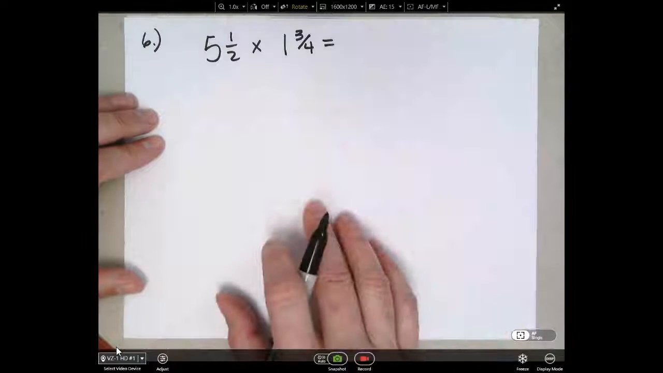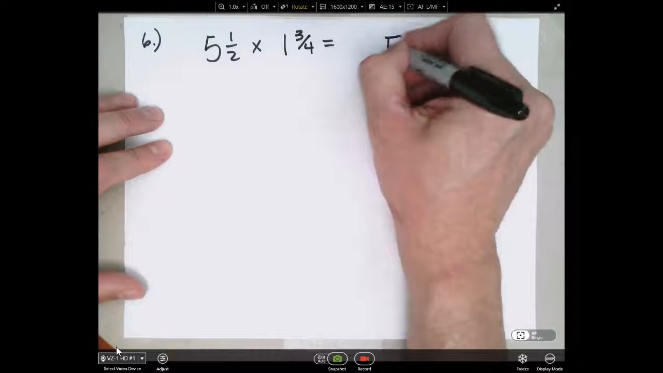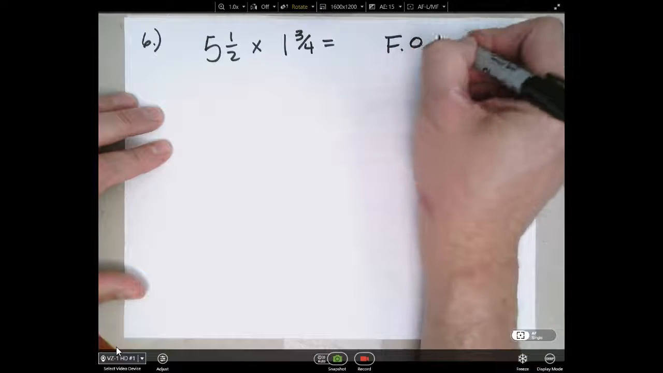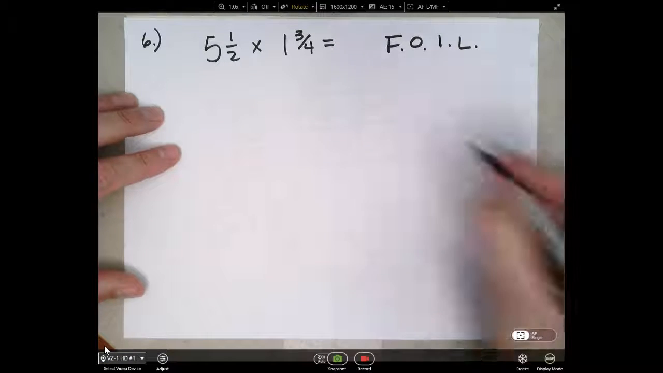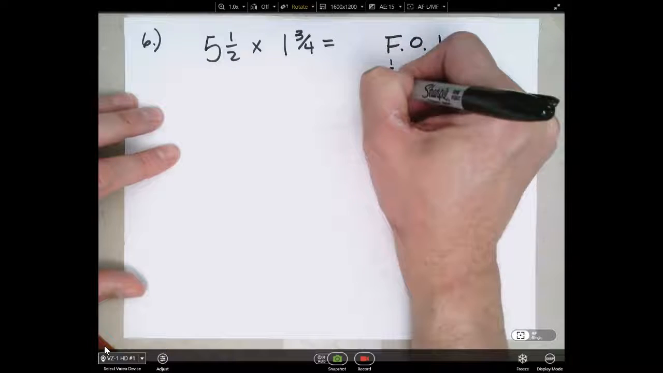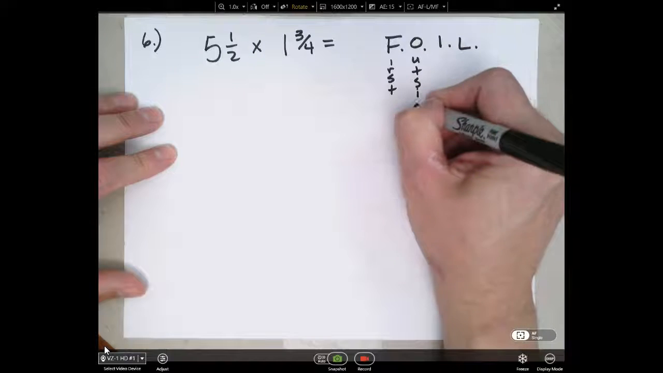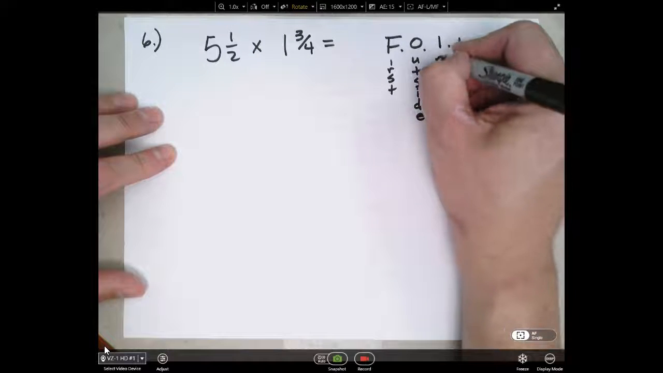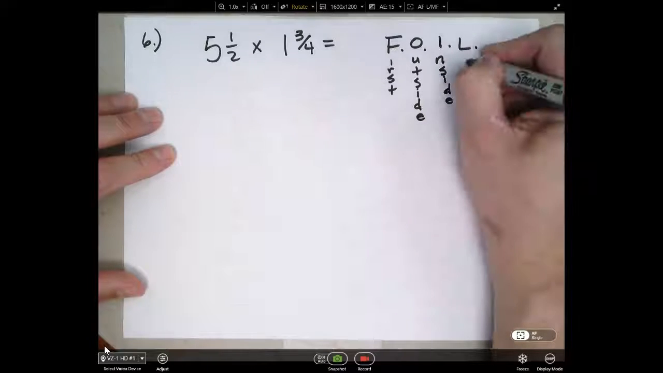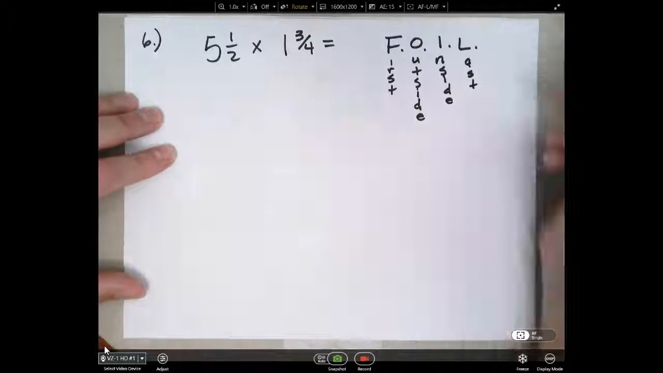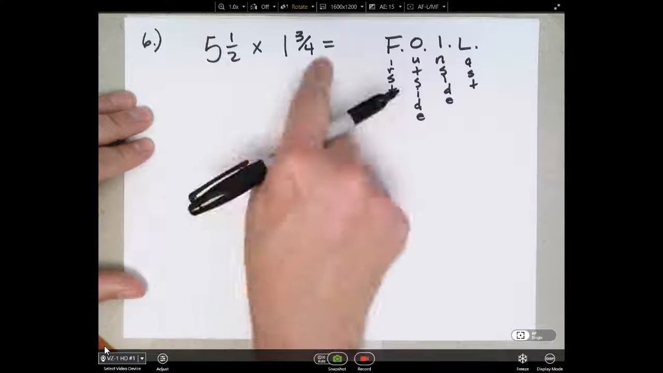In this method, we're simply going to use a little acronym, and that acronym is FOIL, commonly referred to as the FOIL method. And what that stands for is first, outside, inside, and last.